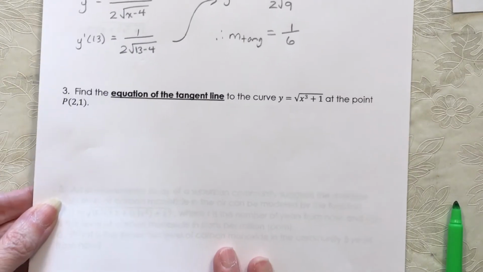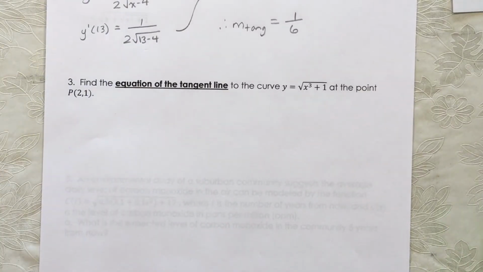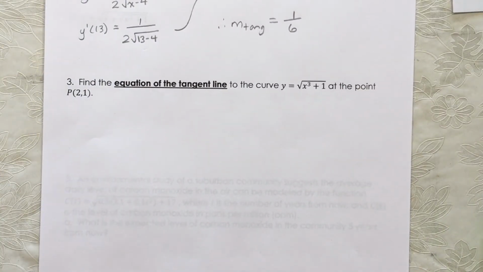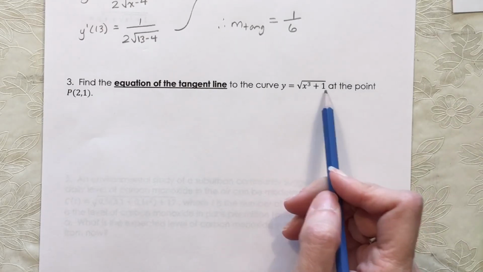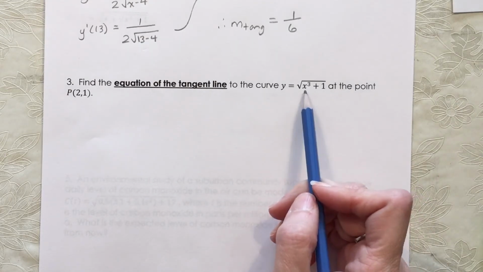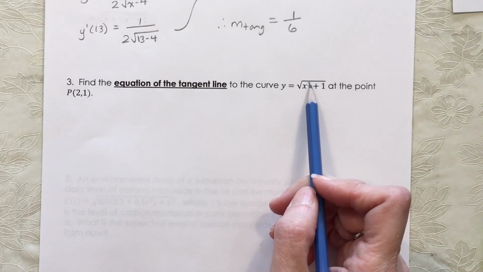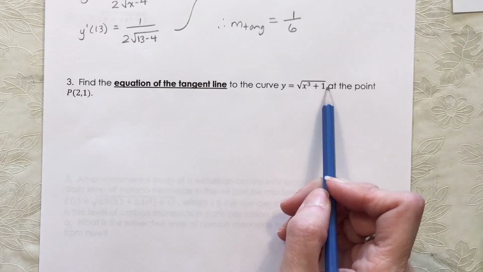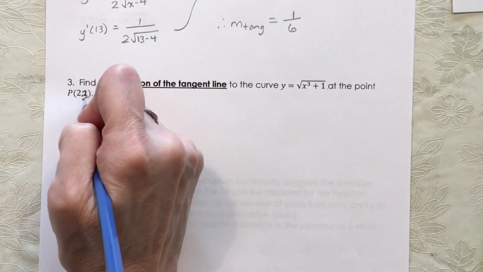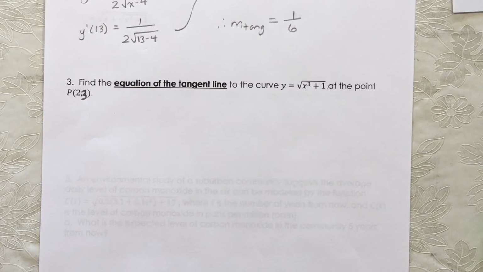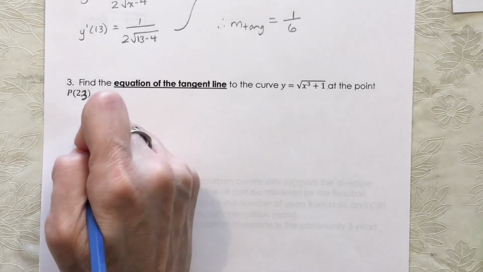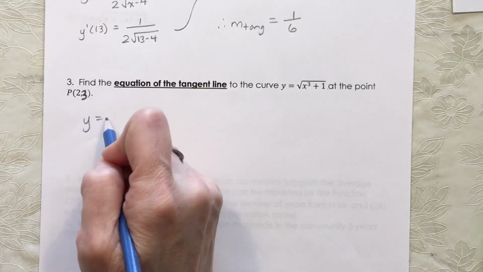All right, and number 3, find the equation of the tangent line to the curve y equals the square root of x cubed plus 1 at the point 2, 1. And that should not be 2, 1. If you put 2 in, you're going to get 8 plus 1, 9, square root of 9 is 3. That should be 2, 3. My apologies. Okay, all right, so first we're going to write it as a power function.